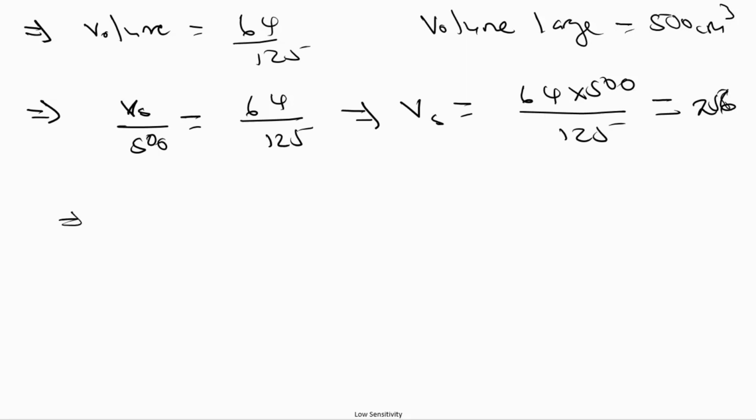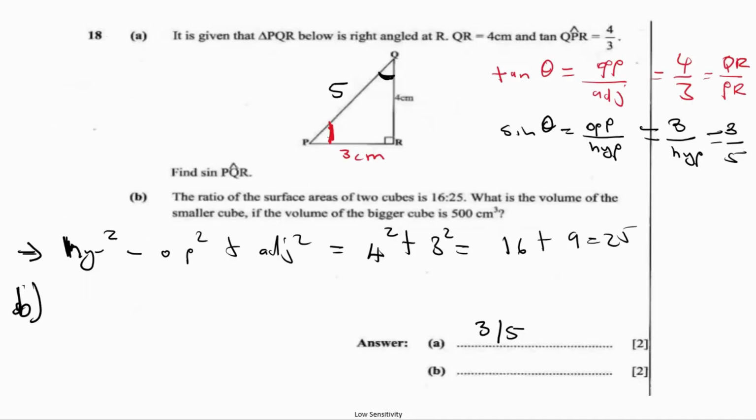So now the volume of the small one is 256 cubic centimeters. So here we can come back in here and write 256 cubic centimeters. Alright, there you have it. We have the solution to this one.